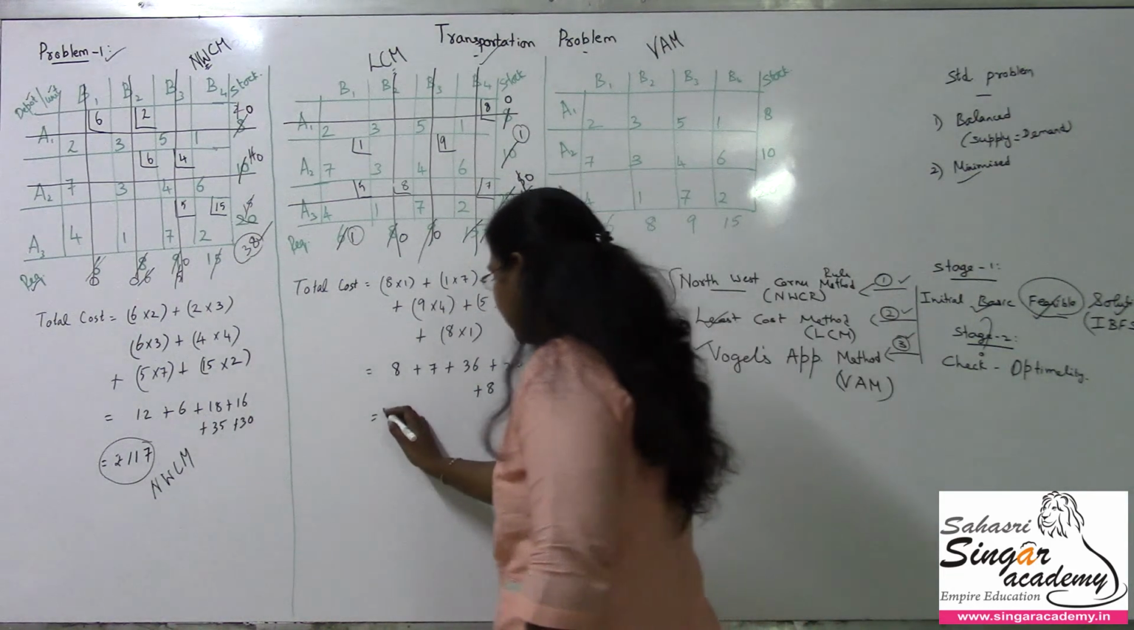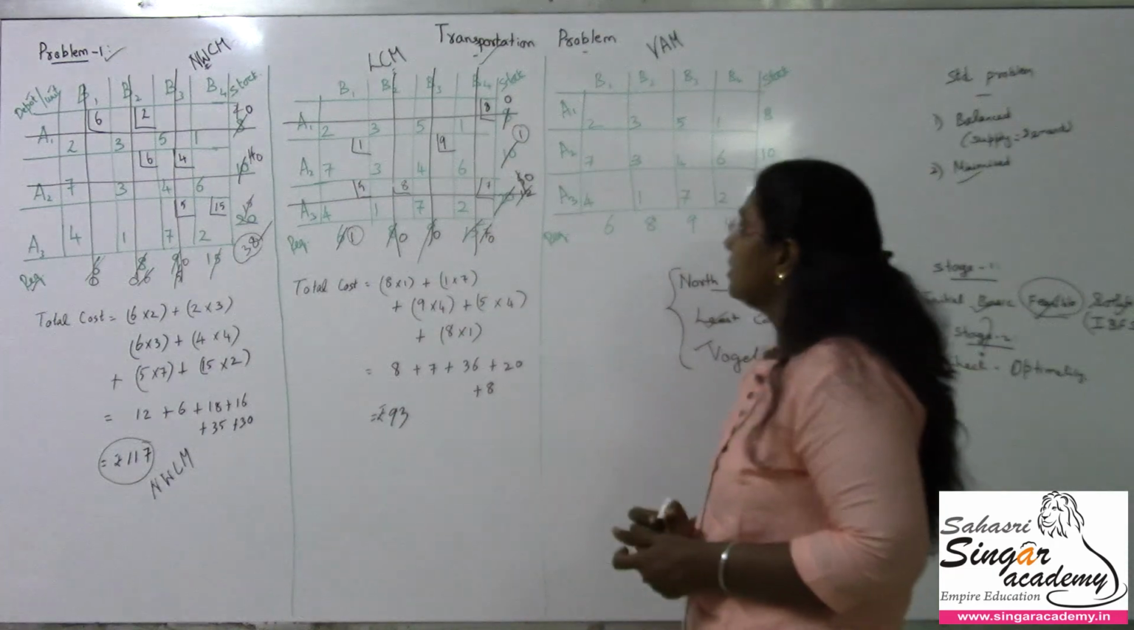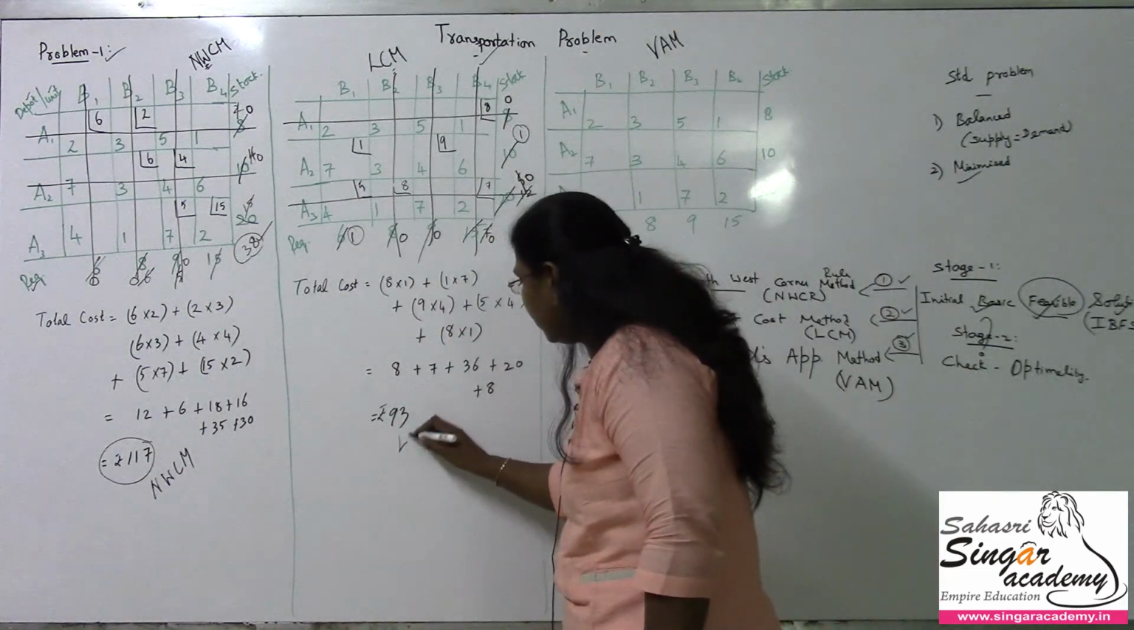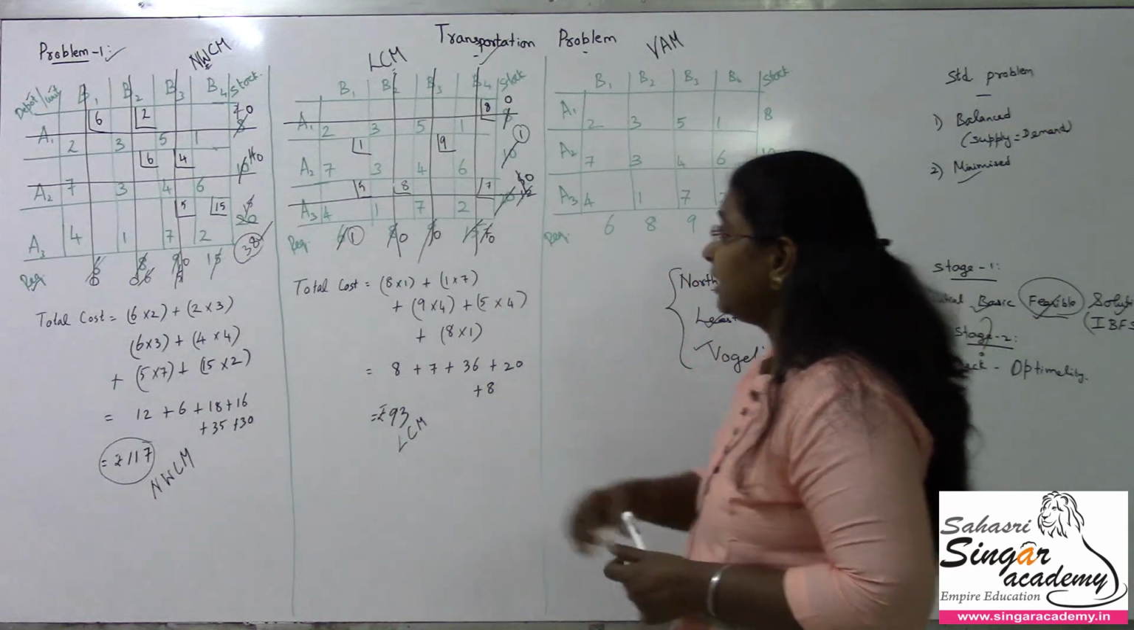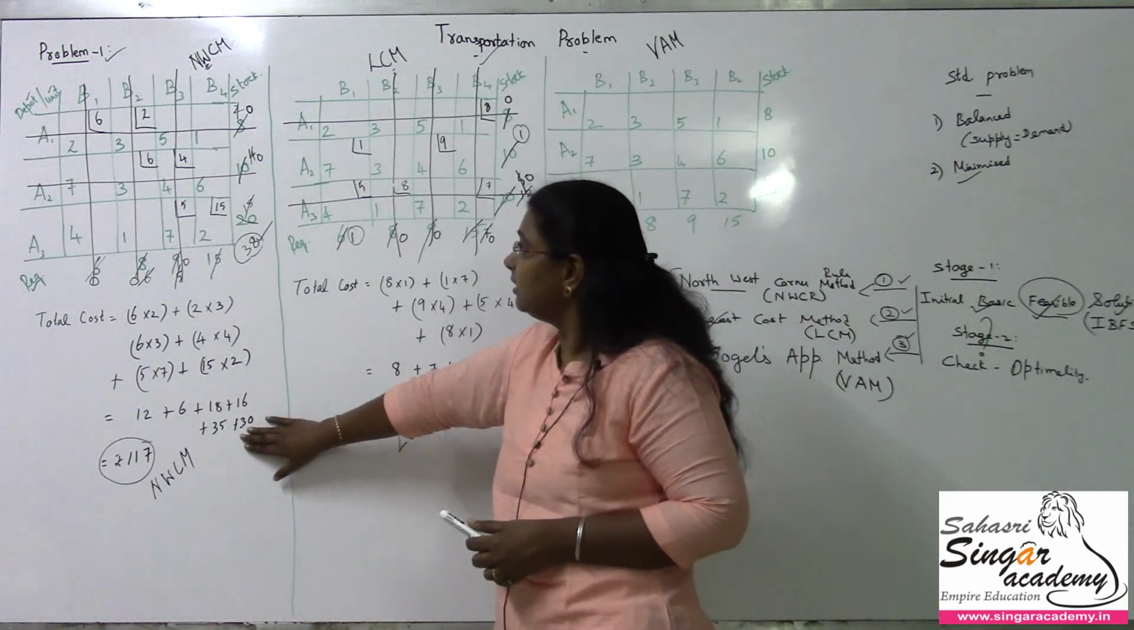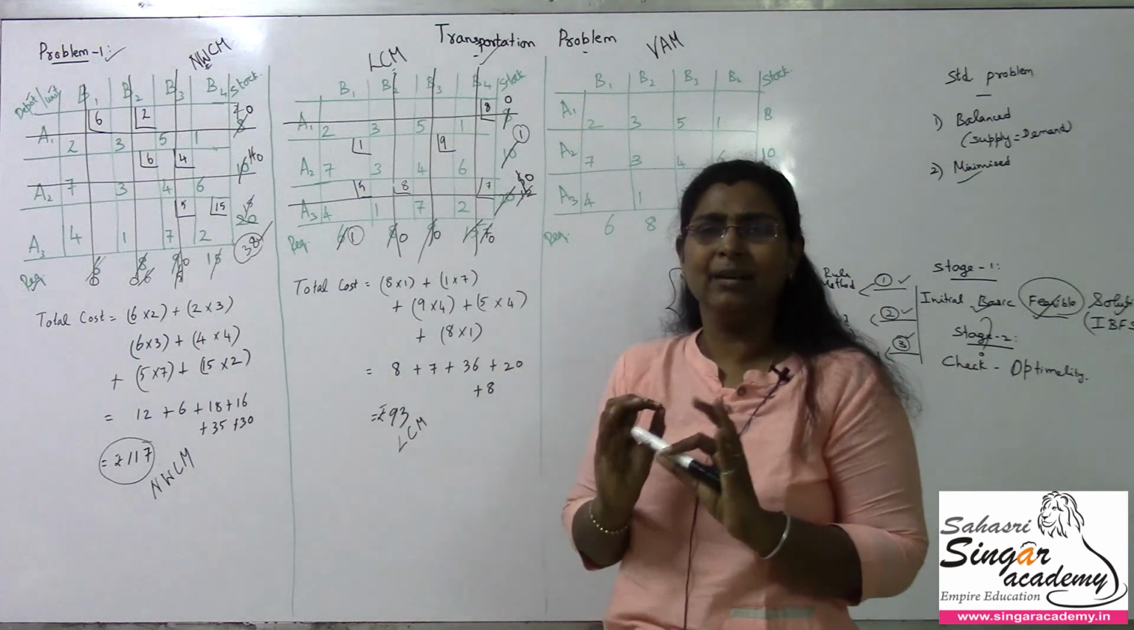So this is rupees 93. Is it okay? So this value is under the LCM method, least cost method. First, the method we were working with was the northwest corner method. There was no logic. It's taken blankly.